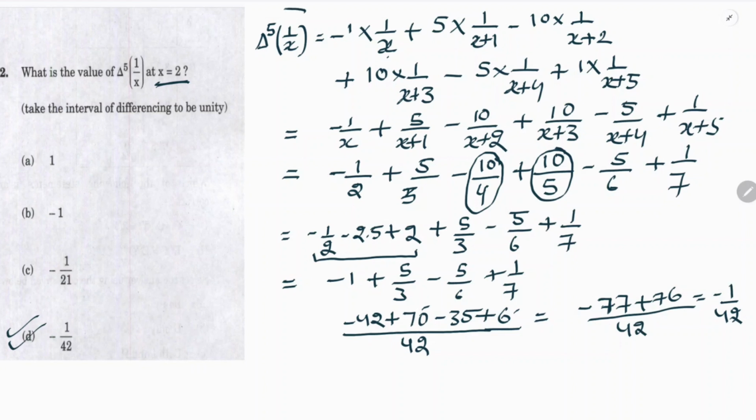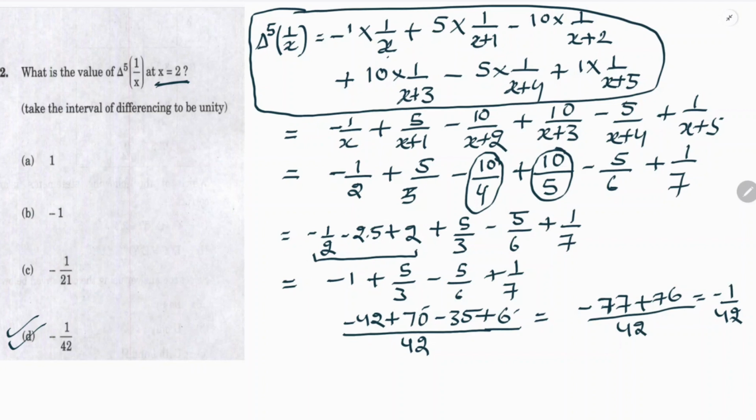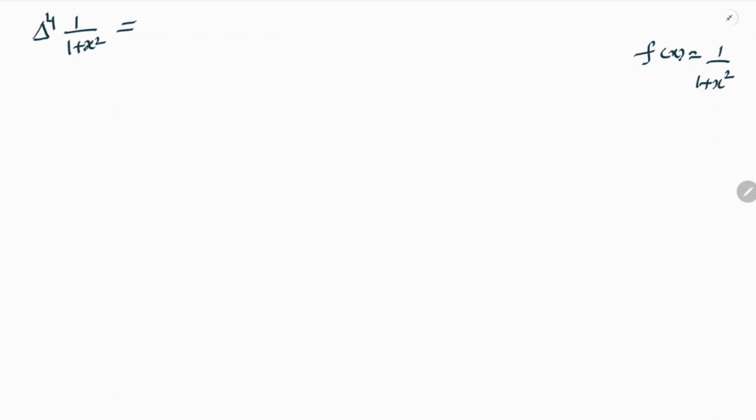Again, whatever method we have studied here, we can take another example to understand this method. Let us take another example. Suppose we want to find the value of delta to the power 4 of 1 upon 1 plus x square. Now here the function f(x) is 1 upon 1 plus x square. So wherever we have x, we will add 1, 2, 3 to the x and proceed to the next term.